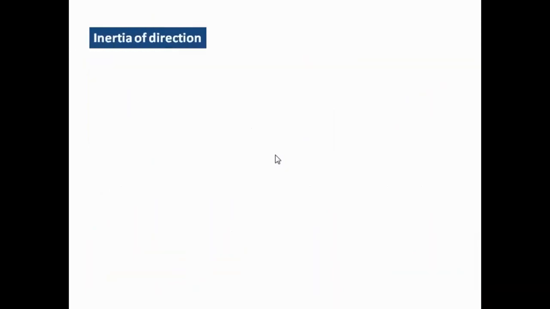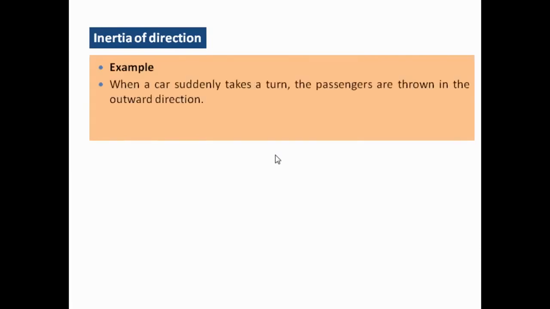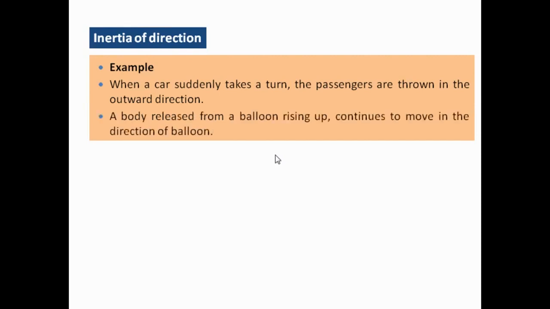Now, the inertia of direction. Examples of inertia of direction are: when a car suddenly takes a turn, the passengers are thrown in the outward direction, and a body released from a balloon rising up continues to move in the direction of the balloon.